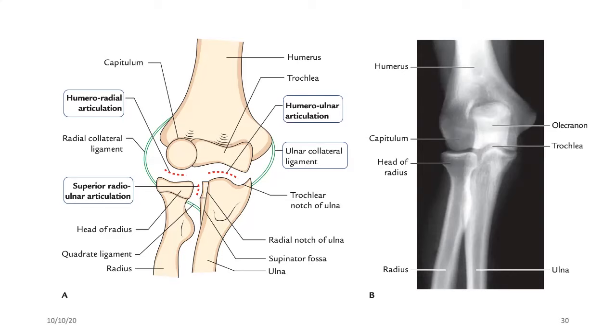So it is the humero-ulnar joint. And then a joint between the capitulum and the head of the radius. And then there is a proximal or the superior radio-ulnar joint. Are we good so far?